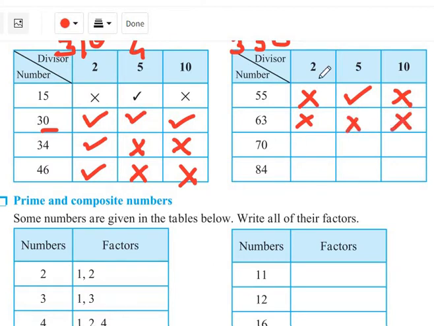For 2, yes, no? 0 is right. 0 for 5 is yes, right. 0 for 10 is yes, right. Then 4 goes right. 5 for 4, no, wrong. And 10, wrong.